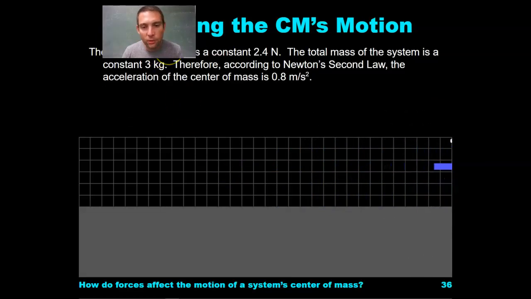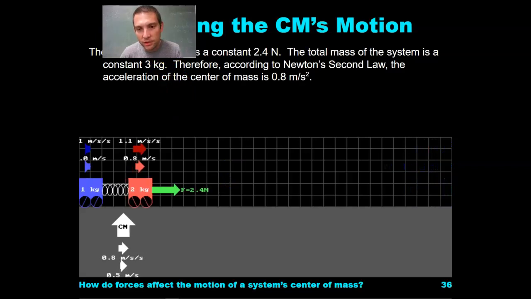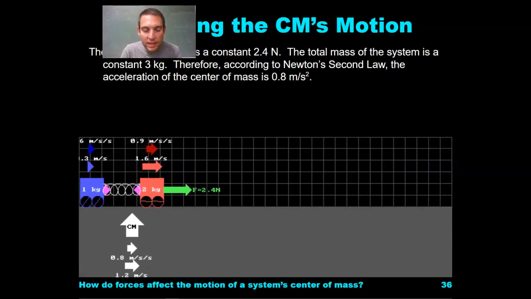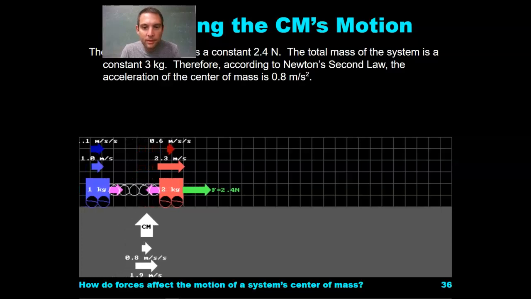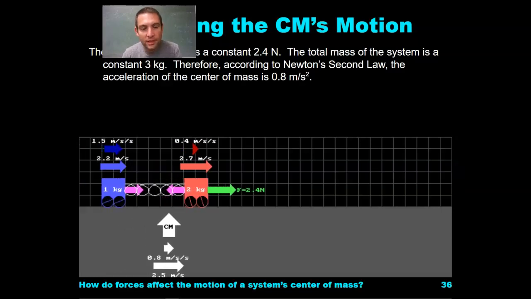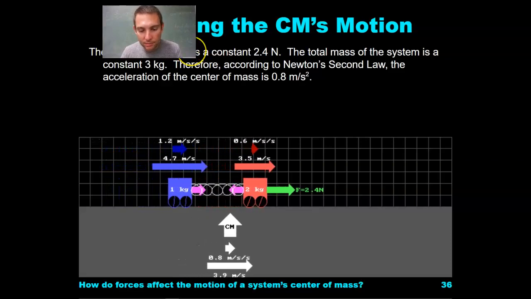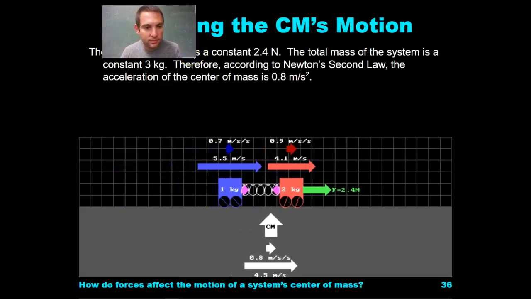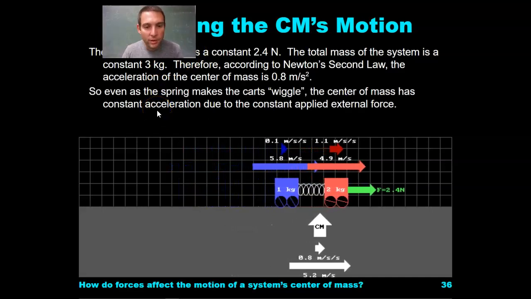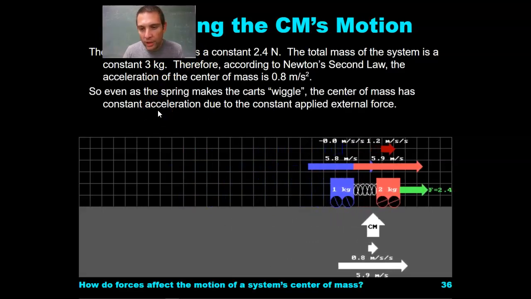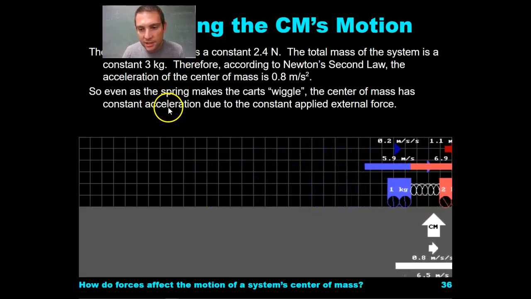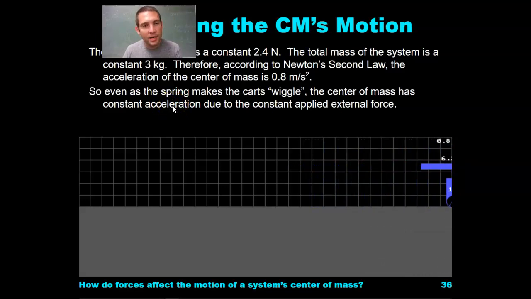The net external force is a constant 2.4 newtons. The total mass of the system is a constant 3 kilograms. Therefore, according to Newton's second law, the acceleration of the center of mass is 0.8 meters per second squared. So even as the spring makes the carts wiggle, the center of mass has a constant acceleration due to the constant applied external force.